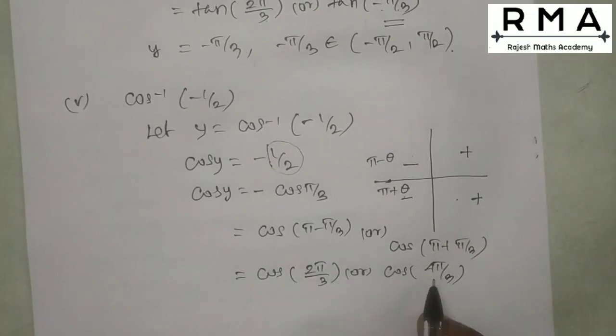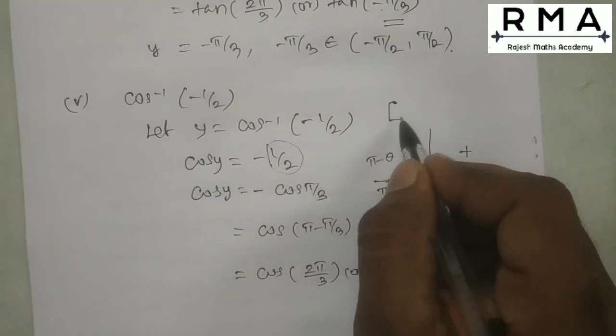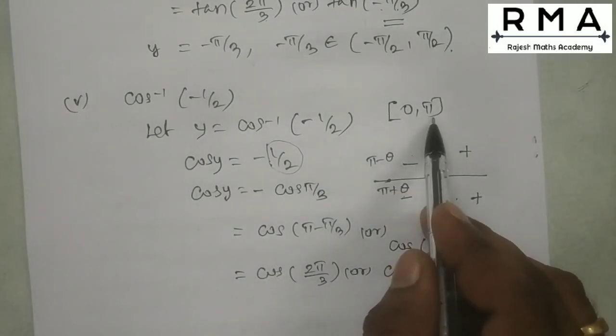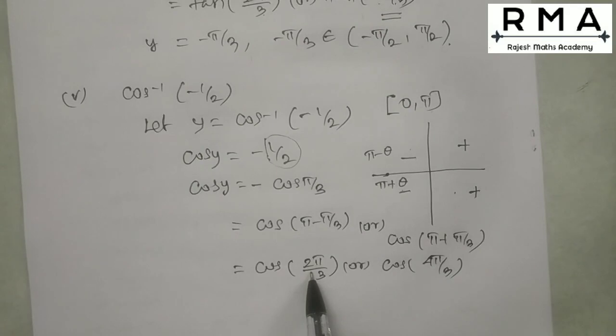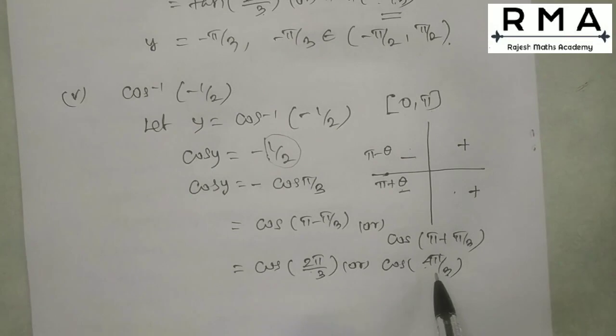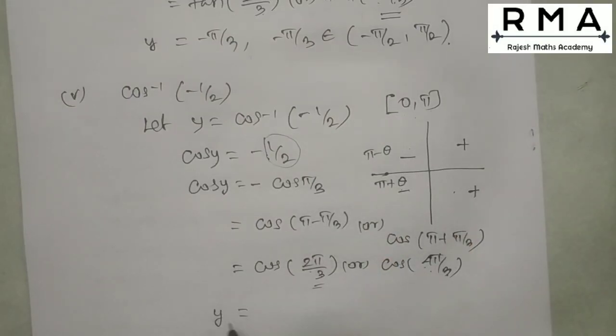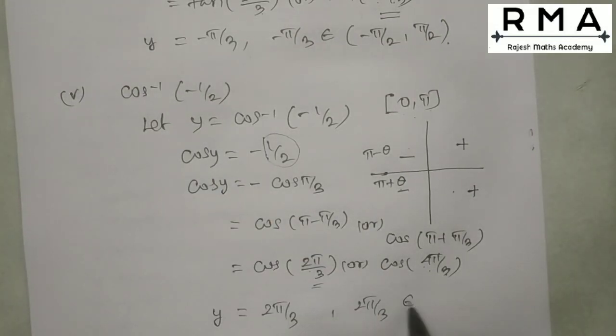So among these two, what is the principal branch of cos inverse? Principal branch of cos inverse is the closed interval 0 to pi. So closed interval 0 to pi means 0 to 180 degree. This angle is 120 degree, 2 into 60. This angle is 4 into 60, that is 240 degree. So clearly this is lying in the principal value branch. So I can take this as my answer. So y equal to 2 pi by 3 is the principal value of the given function, because this angle 2 pi by 3 belongs to the closed interval 0 to pi.